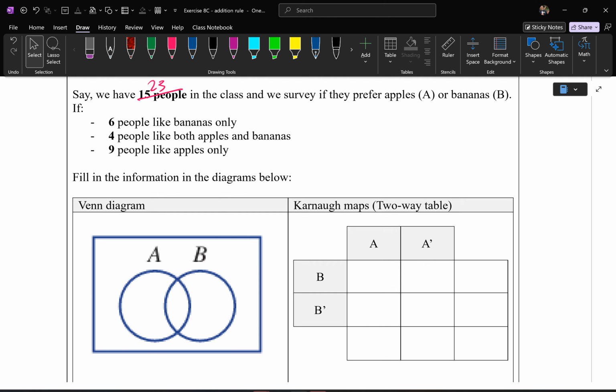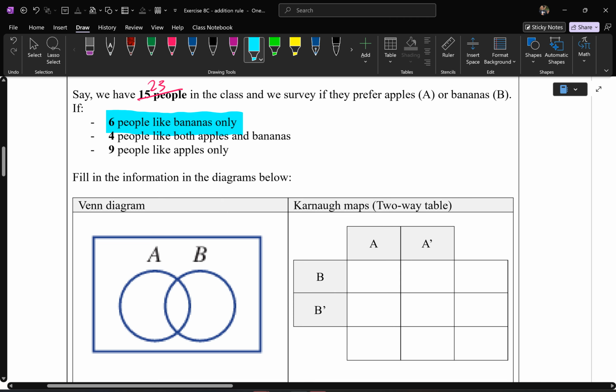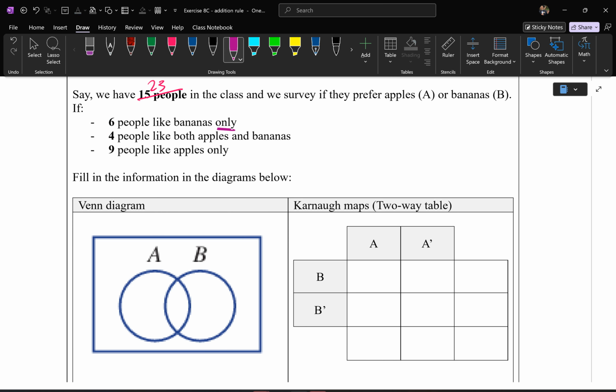Out of 23 people, we know that 6 people like bananas only. Keyword: only. In the Venn diagram, where should the 6 go? So if you were going with a picture, so let's say you used the Venn diagram as your tool, where would the 6 go? Yes, Mira. What was that? Over here? Yeah. Right there?